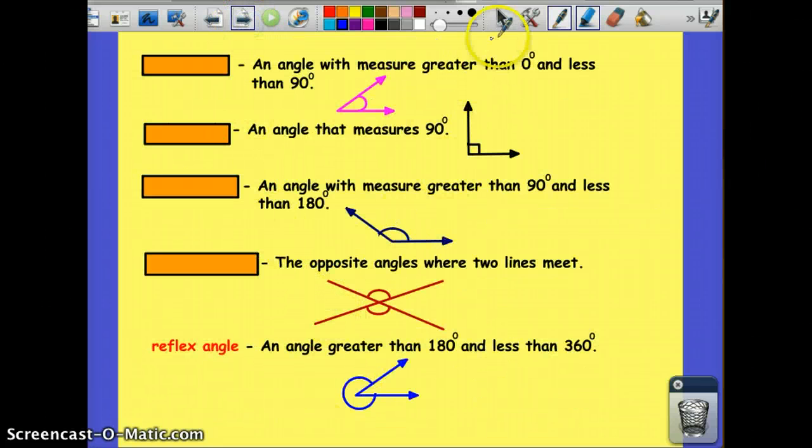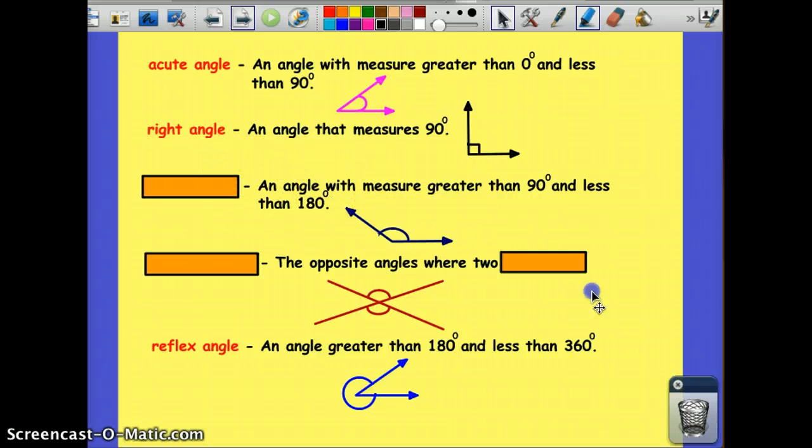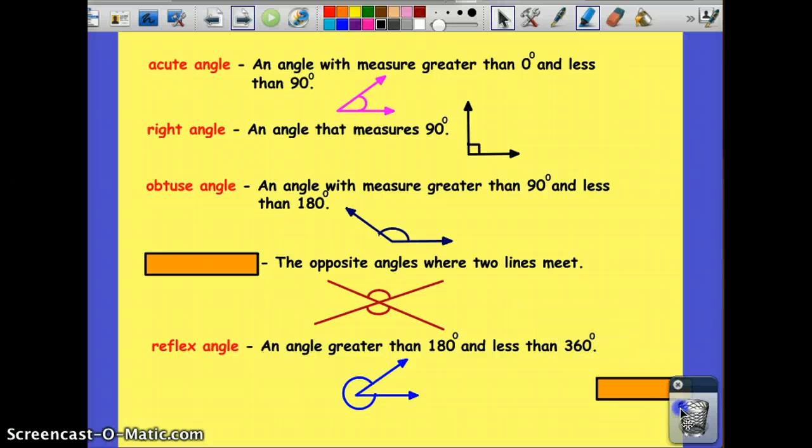Moving on, we talked about different types of angles. An angle with a measure of 0 to 90, we have a small angle. Remember we said that's a really cute angle or an acute angle. An angle that is exactly 90 degrees is right on. That is a right angle. An angle with a measure of 90 to 180, up to 180, is an obtuse angle. Remember, obtuse and obese means a big angle.